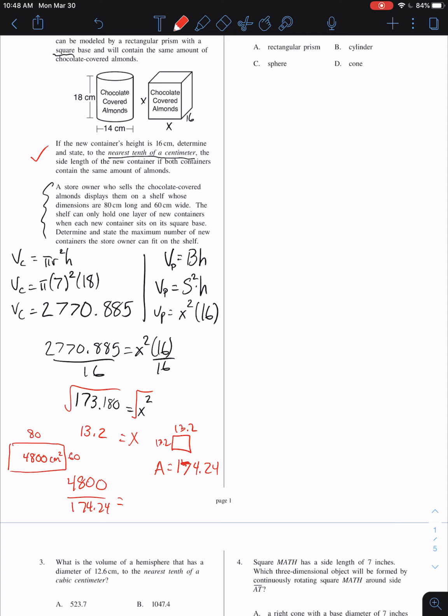Okay, so we're going to take 4,800. Again, if you can use the second answer button, going to be very effective. So we get 27.5. Okay, and I'm rounding there. Now the problem is I can't have half of a container, okay? So I can only fit 27 containers on that shelf.